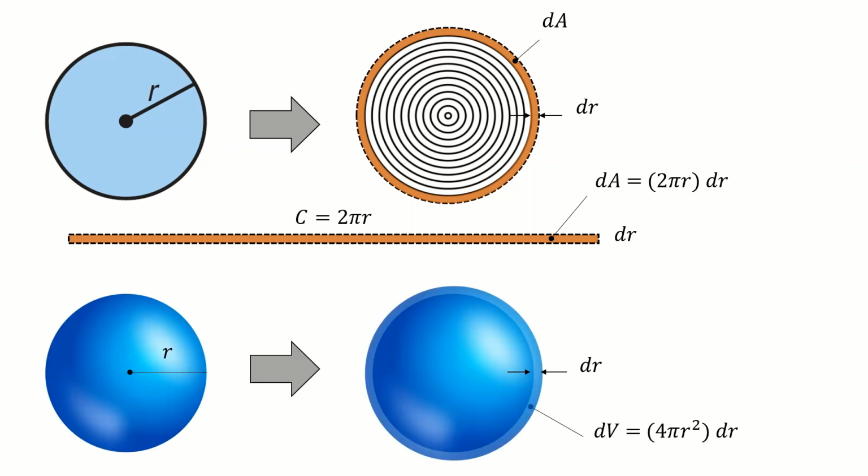For a sphere, adding a little bit to the radius changes the volume by dV, and in this case dV is the surface area multiplied by dr, because this is the volume of just another layer of the onion. So again, the derivative of the volume with respect to the radius is going to be the surface area of the sphere.